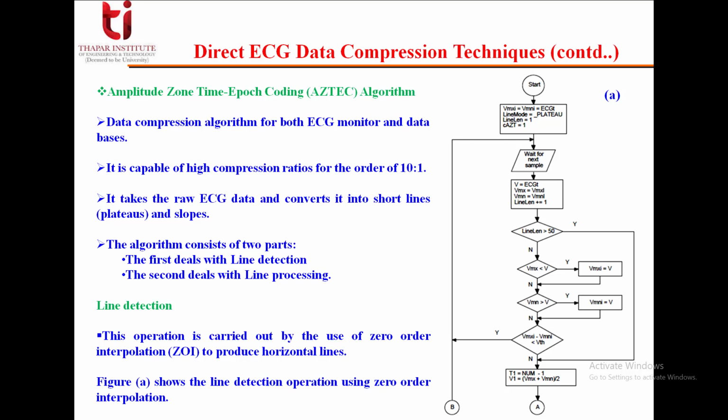If it is not so, then we have to move further. If it is greater than V, we have to initialize this V minimum as V, and if it's not, then we have to choose a threshold, so that this difference Vmax minus Vmin should be less than this threshold. If it is not less than, then again we have to compute the new V1 point, and if it is less than, then we have to go to point B.